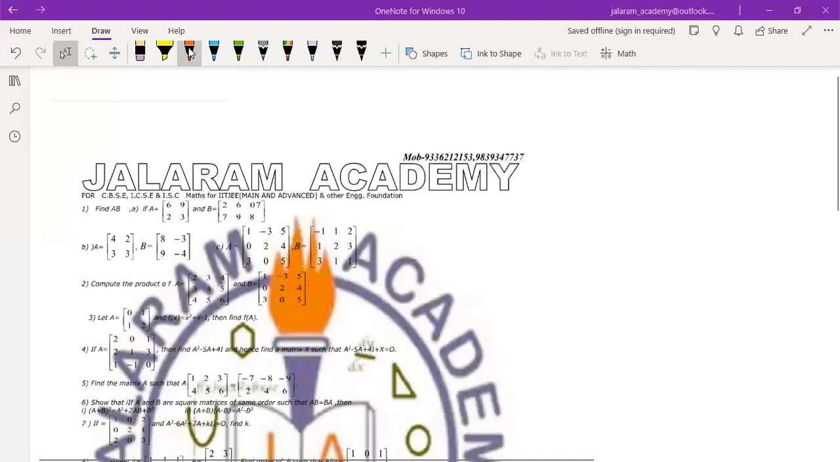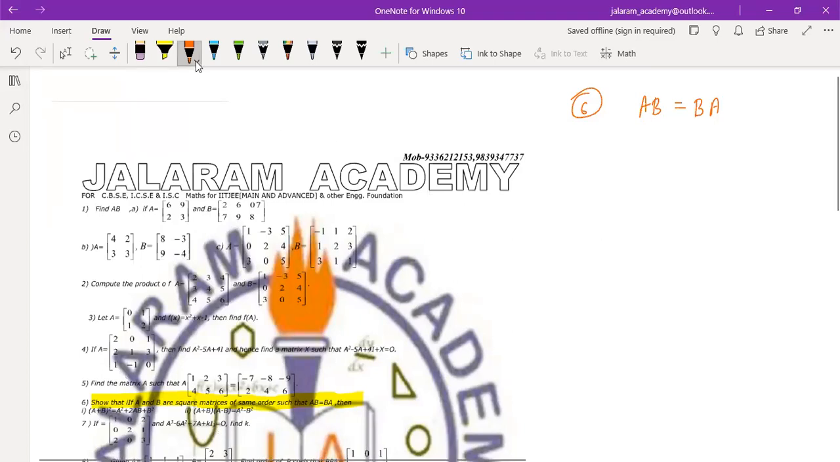So question number 6. Show that if A and B are square matrices of the same order such that AB equals BA. We know that AB is not always equal to BA, but sometimes it can be equal. So these two are square matrices of the same order, and AB equals BA is given. In square matrices, we can multiply by changing the order, as their orders are the same.